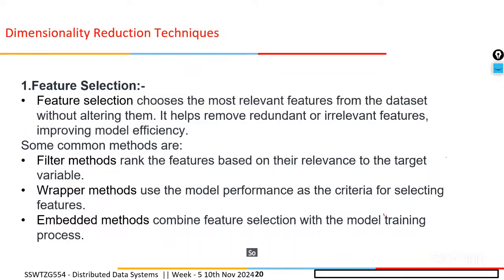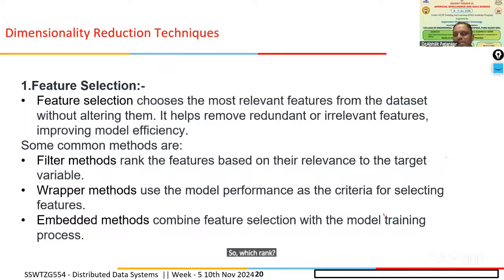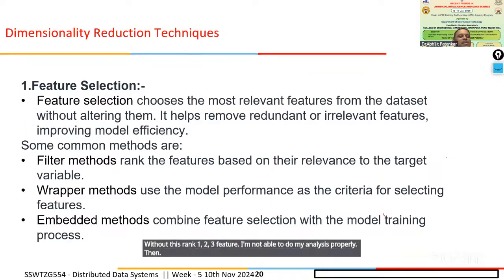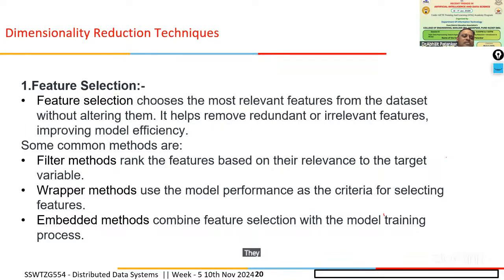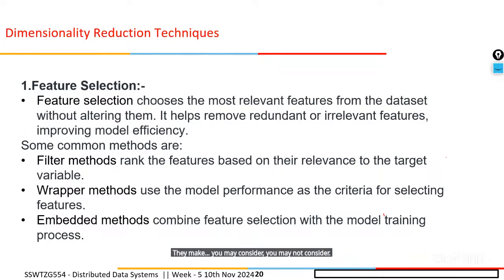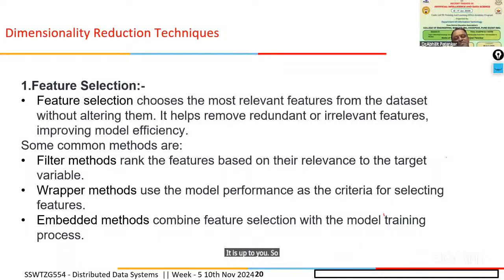So whichever rank, higher or lower, I can mark using feature selection. I can rank my features. Without rank 1, 2, 3 features, I am not able to do my analysis properly. Then for rank number 8, 9, 10, you may consider them or you may not consider them. It is up to you. So that is the filter selection method.